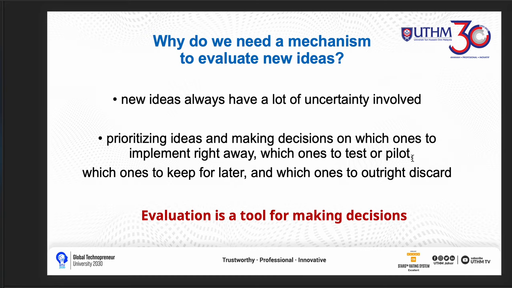And normally, new ideas have a lot of uncertainty involved. Therefore, we need to list the project strengths and weaknesses. What aspect should we consider to list in order to prioritize the idea? So we can decide which idea to implement, which idea to test first, which idea to keep for later, and which one to discard.